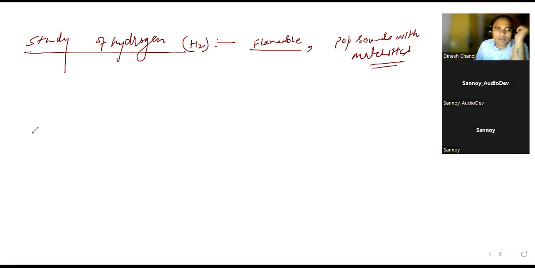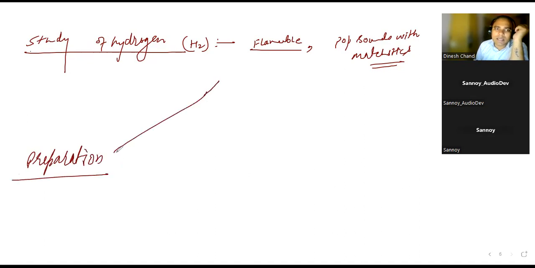Study of hydrogen. So we are going to study preparation. Preparation is quite important for this. Industrial preparation is important. Lab preparation is important. There are many methods for preparing hydrogen. The first method we are going to study is the industrial method. Let me find out what the industrial method is.